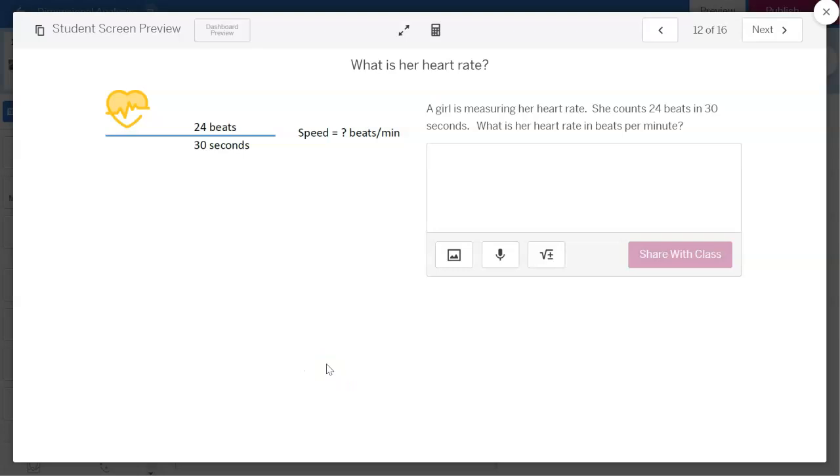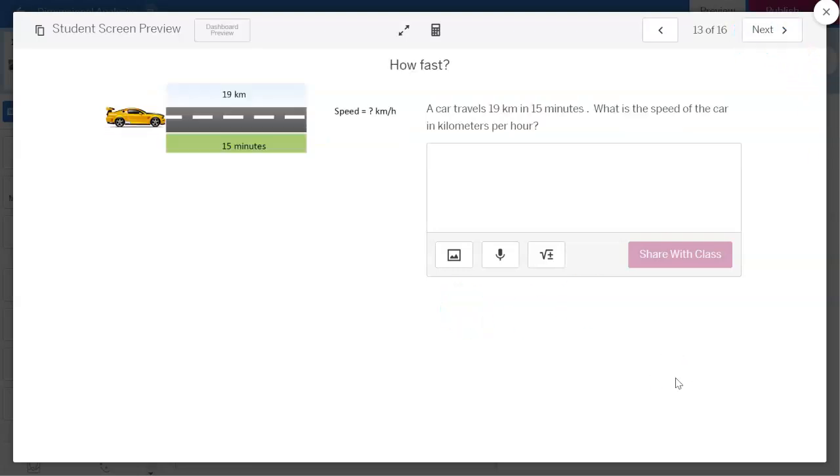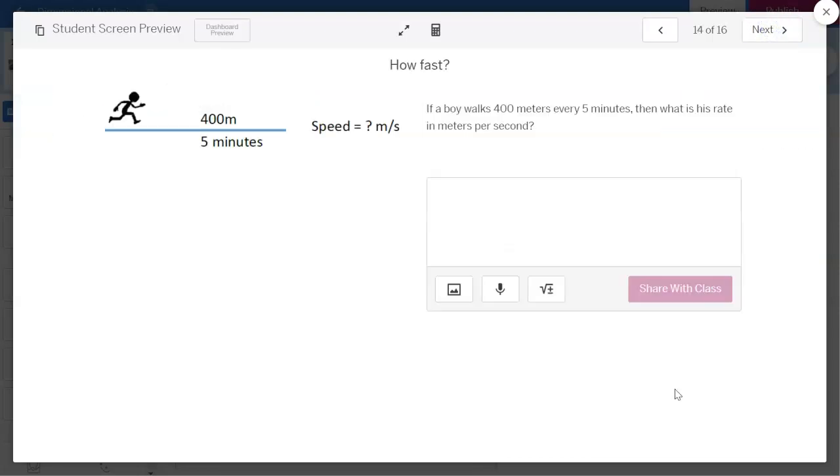All right, this is a very basic unit conversion. In all of these next few screens, they're basically just converting time units. So minutes, seconds, hours, and so forth. In this case, we have beats per second. How many beats is that per minute? Here we have kilometers in minutes. We want to know what kilometers per hour the speed is. Here we have a boy walking 400 meters in 5 minutes. Well, what is his rate in meters per second?